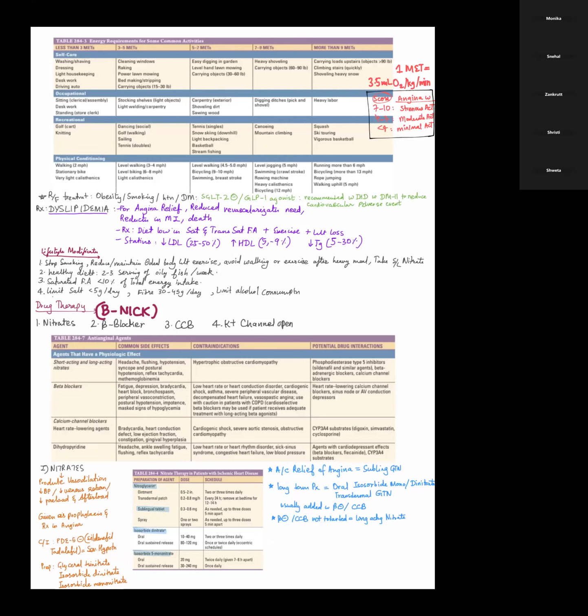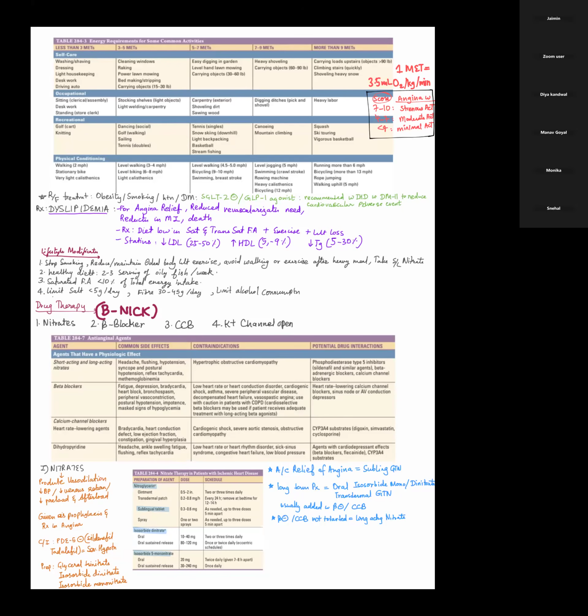Lifestyle modification: we will ask the patient to stop smoking, reduce and maintain an ideal body weight, keep up physical exercise, avoid walking or exercise after a heavy meal, and take the sublingual nitrate. Healthy diet should be recommended, which is 2 to 3 servings of oily fish per week.